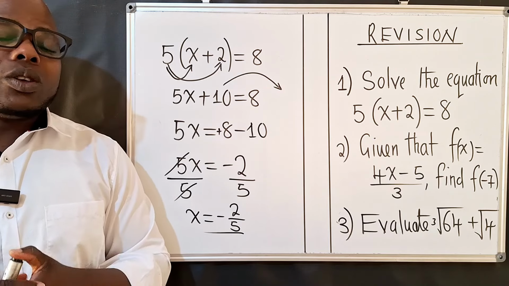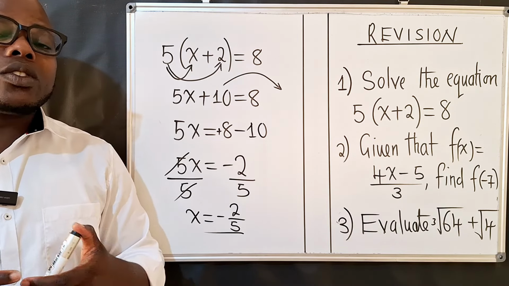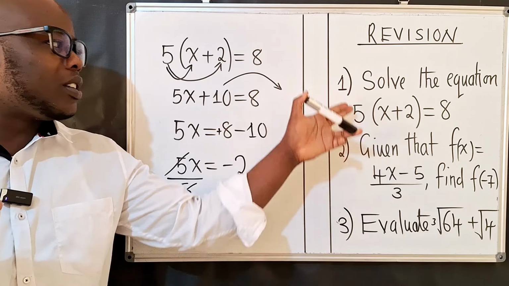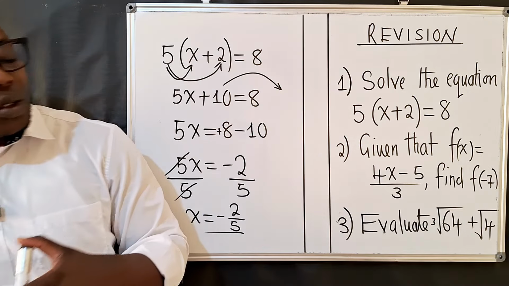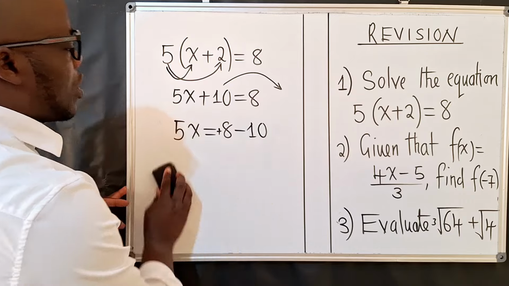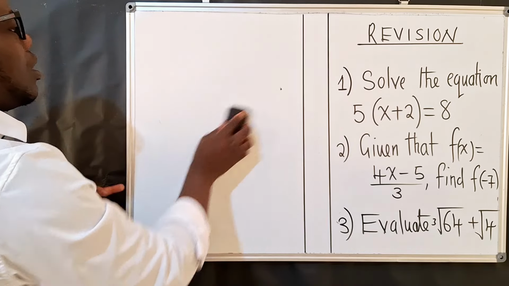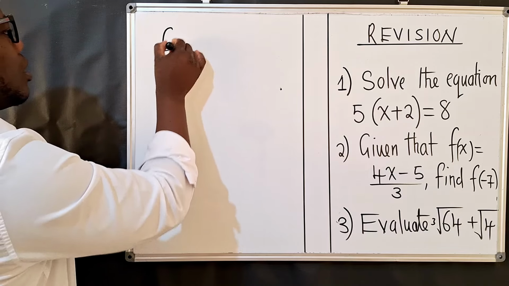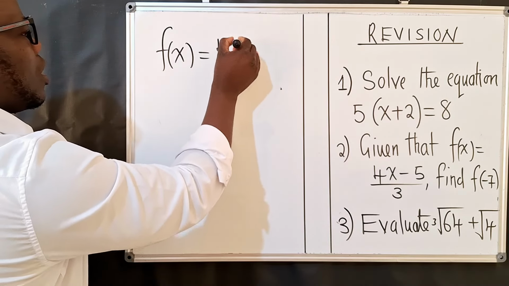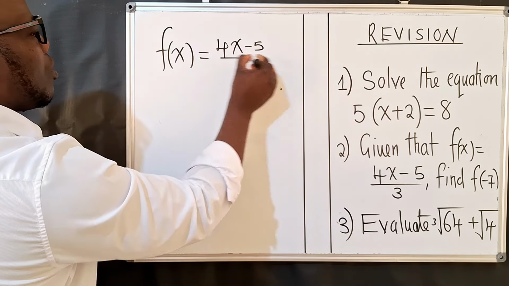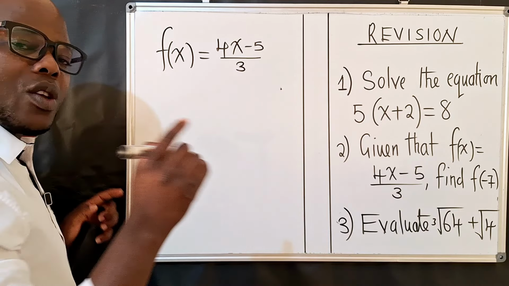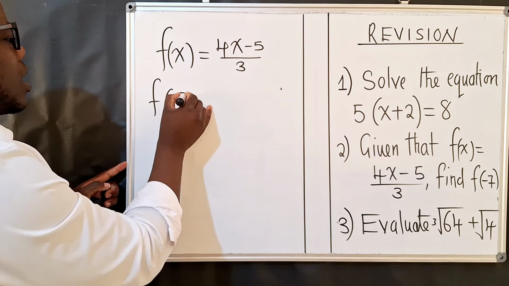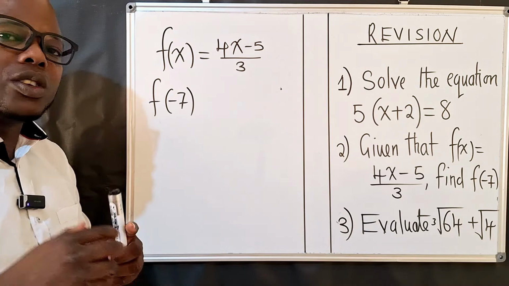The next question, which is question 2. So for question 2, it's under functions. Functions, remember this. This is functions, this is algebra. So for question number 2, what you're going to do here is to get what you've been given, that is f of x is equal to (4x minus 5) over 3. And they want us to find f of negative 7. You see the way it looks.